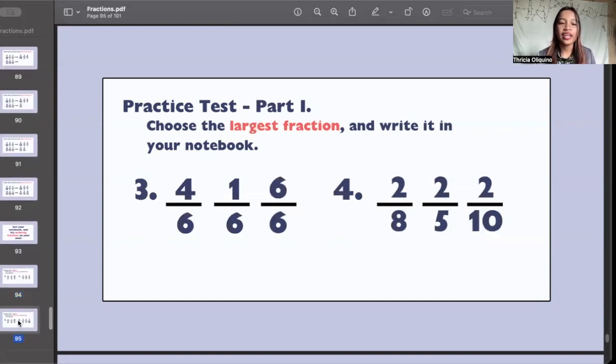Okay. Into the next numbers, we have numbers 3 and 4. But you have to choose the largest fraction and write it in your notebook. Now, you're going to choose the largest fraction. In number 3, we have 4/6, 1/6, and 6/6. In number 4, we have 2/8, 2/5, and 2/10.